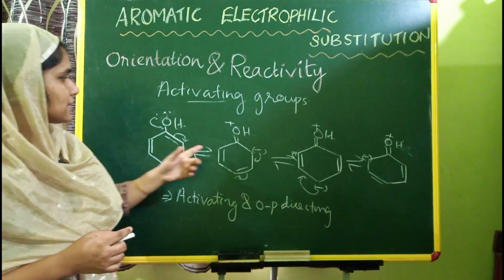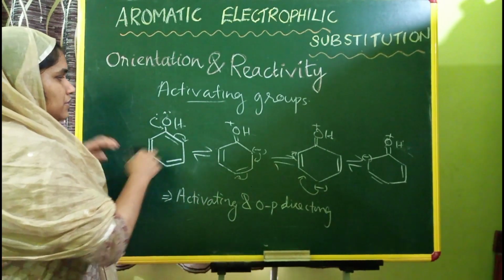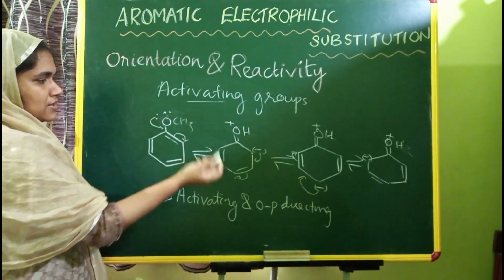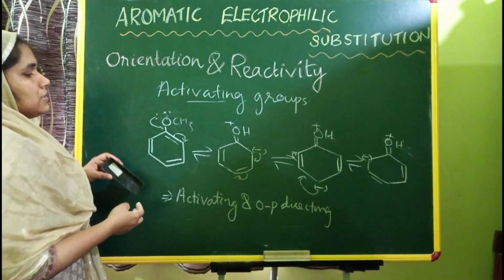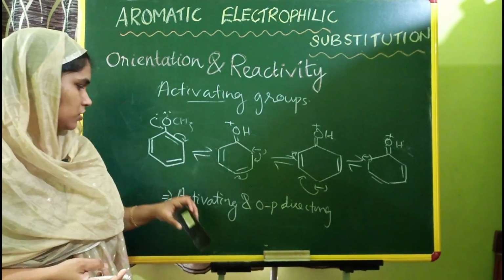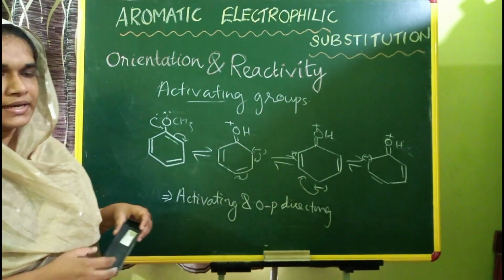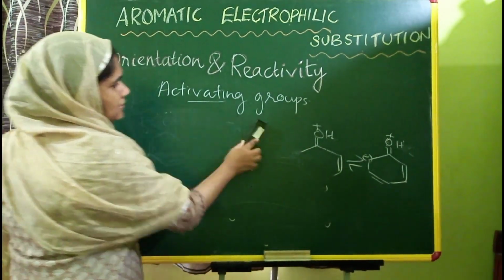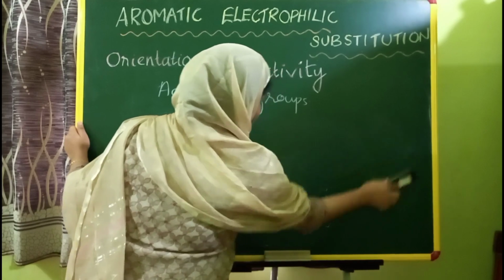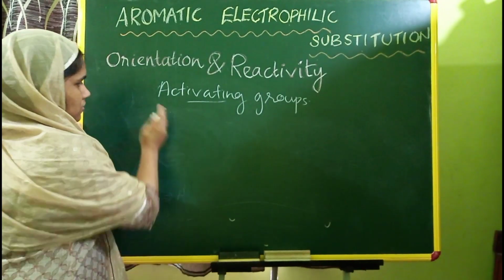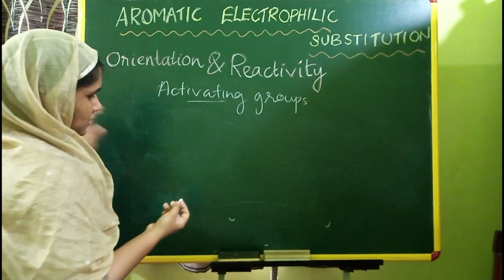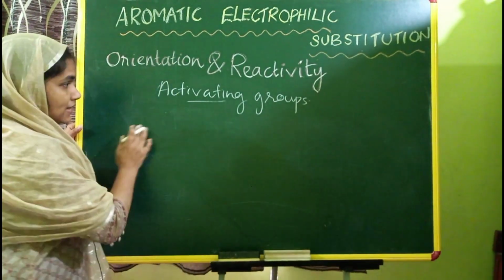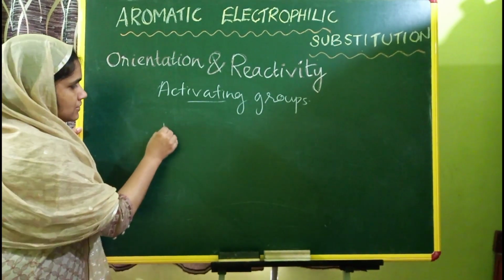Then the next example is another group, CH3. A similar resonating structure we can write, and it is also an activating and ortho-para directing group. Then there are meta directing groups. There is another case where the group is deactivating and ortho-para directing. After that I will discuss what activating and deactivating systems are.